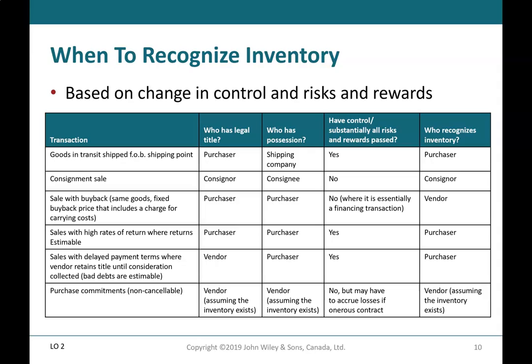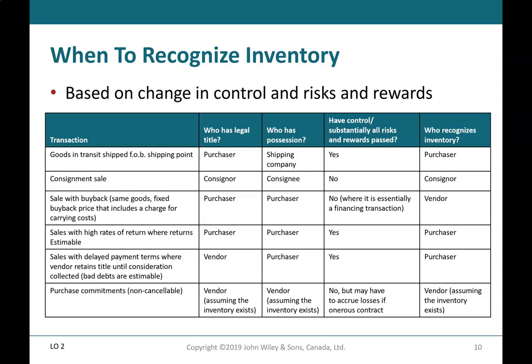Sale with buyback. Same goods, fixed buyback price that includes a charge for carrying costs. Who has legal title? Purchaser. Who has possession? Purchaser. Have control, substantially all risks and rewards passed? No, where it is essentially a financing transaction. Who recognizes inventory? Vendor.